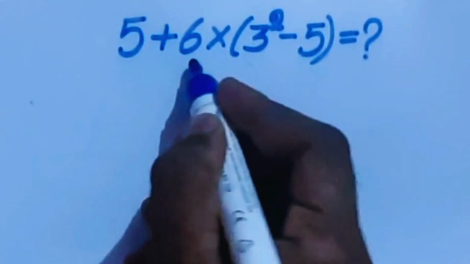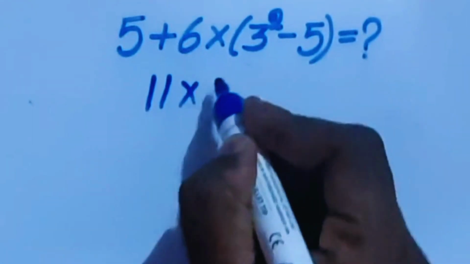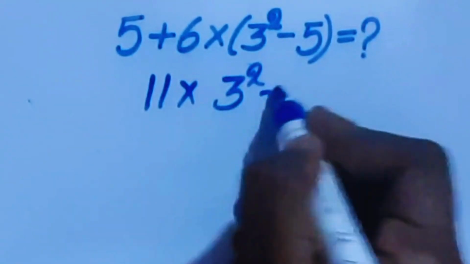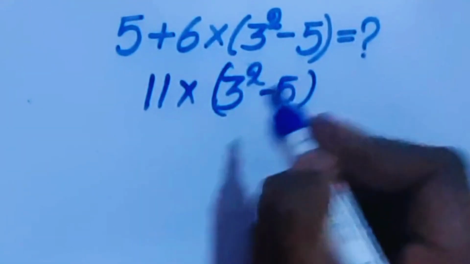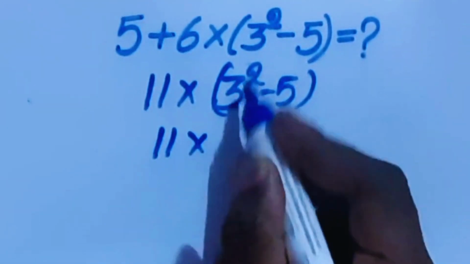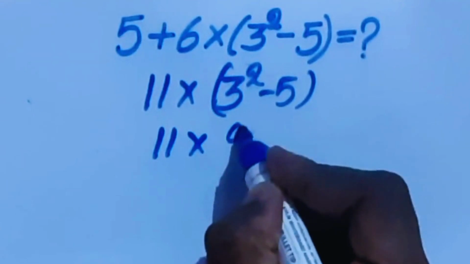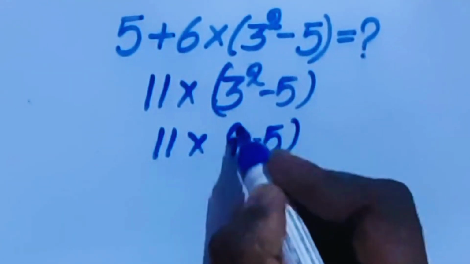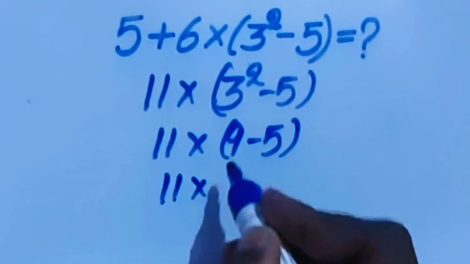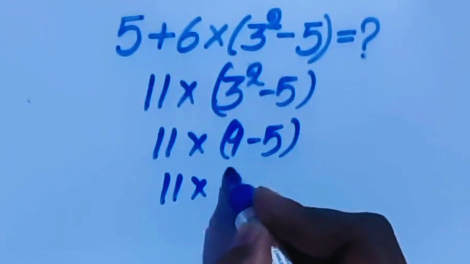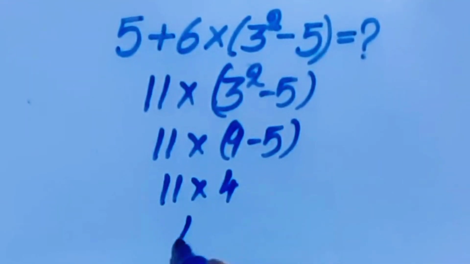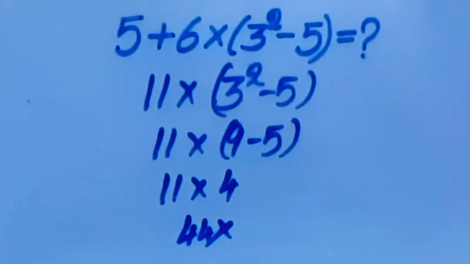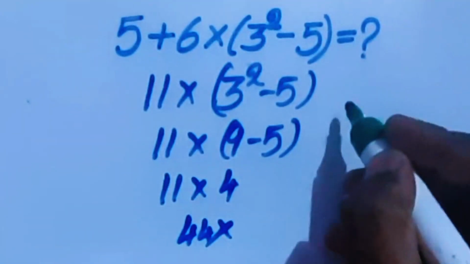I guess here 5 plus 6 is 11, times here 3 square minus 5 in bracket. Here 11 times here 3 square is 9, minus 5 in bracket. Here 11 times 9 minus 5 is 4. Here 11 times 4 is 44, which is the wrong answer. Here, as per this order of operation, this 44 is the wrong answer.